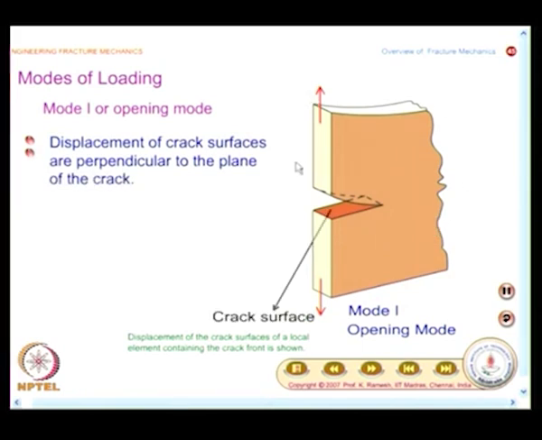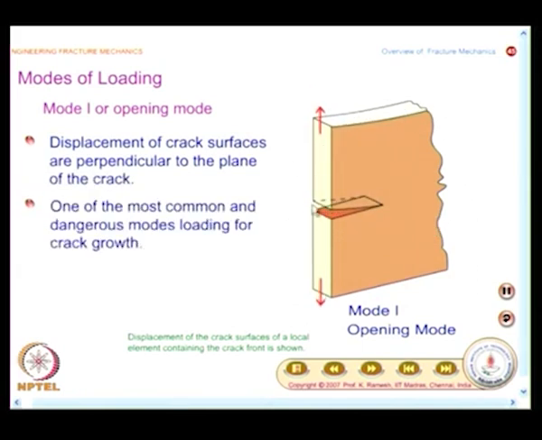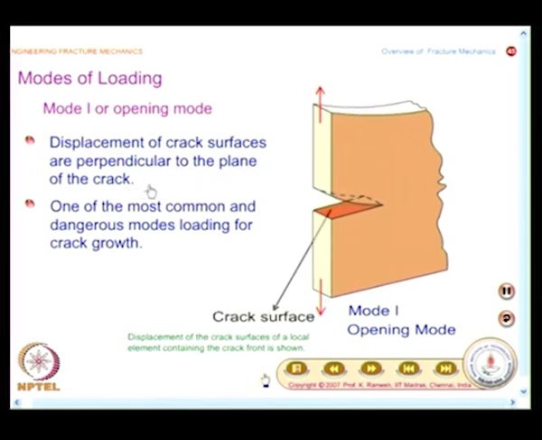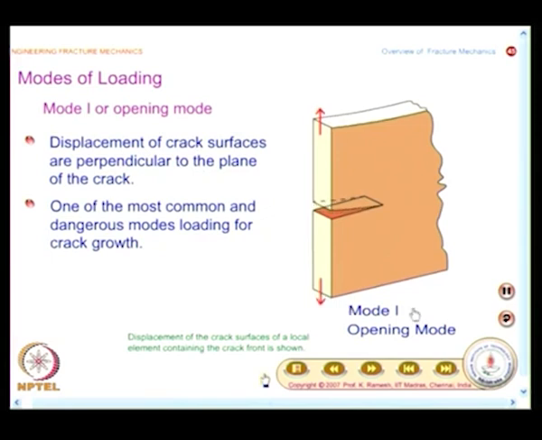You make a neat sketch of this crack that is opening, this is very important, and what is shown here is the crack faces open up like this. The displacement of crack faces are perpendicular to the plane of the crack, and this is labeled as mode 1. This is also called the opening mode, mainly because you have the crack and because of the load the crack opens up like this.